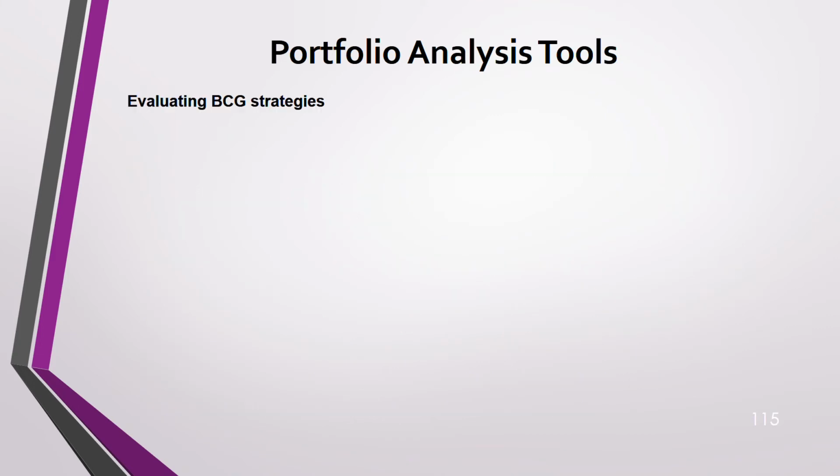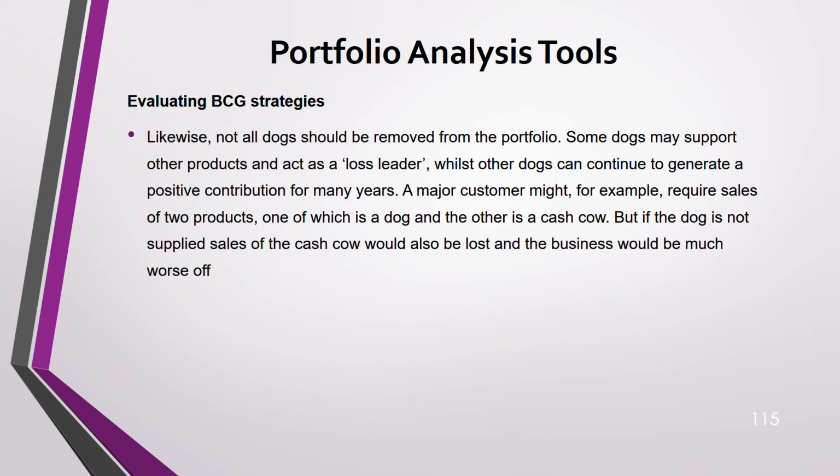And then likewise, even for the dogs we have a similar thing. We say that not all dogs should be removed from the portfolio. Why? Because some dogs you can use as they can give support to other products. Maybe they might act as a loss leader, whilst other dogs can continue to generate a positive contribution for many years. One example is a major customer.